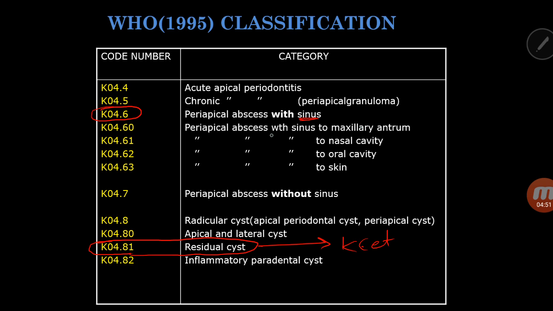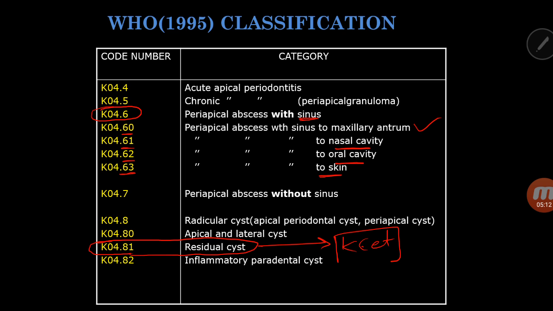And if they mention the landmark where the sinus tract is opening, for example, if it is the antrum, that is a maxillary sinus, the answer is 60. If it is in the nasal cavity, the answer is 61. If it is in the oral cavity, the answer is 62. If it is on the skin, the answer is 63. So this is how you have to make a note of this classification, which is very important.